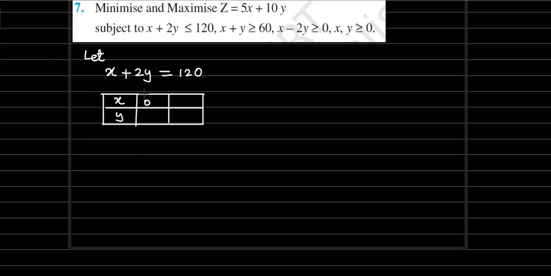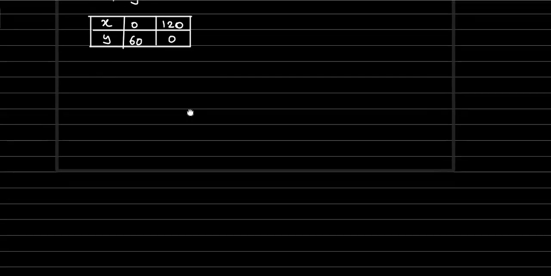If x equal to 0, then 2y equal to 120, so y takes the value 60. If y is 0, then x plus 2 times 0 equal to 120, so x equals 120. Now let's draw the graph of x plus 2y equal to 120.